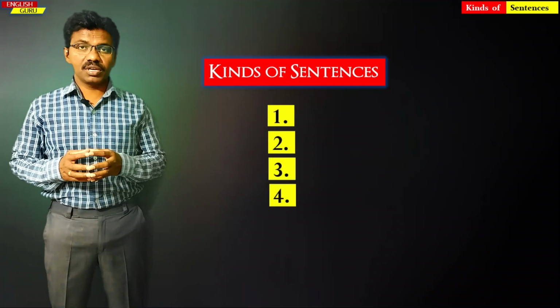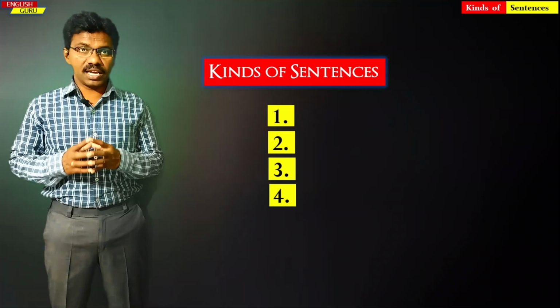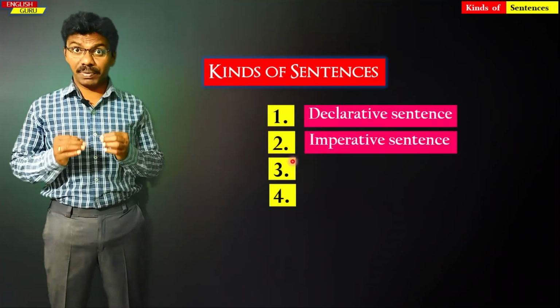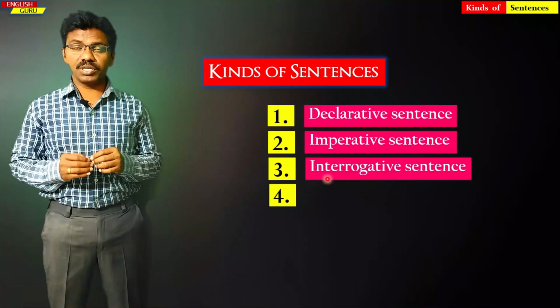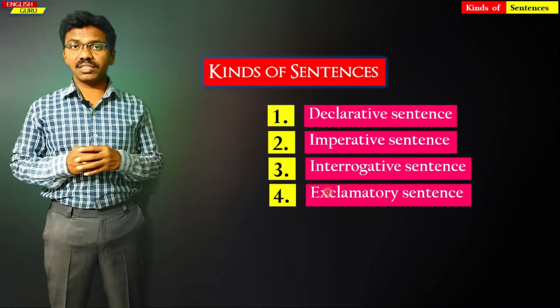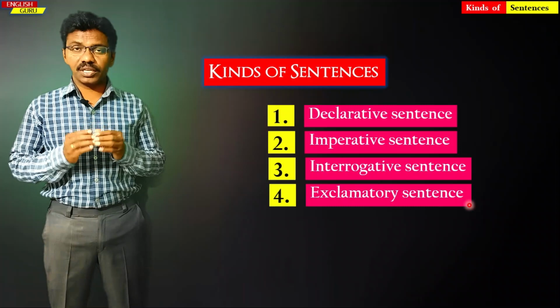If we see the kinds of sentences of the English language, there are four kinds of sentences. The first one is declarative sentence, the second one is imperative sentence, the third one is interrogative sentence, and the fourth one is exclamatory sentence. Now let us try to learn about each one in detail.